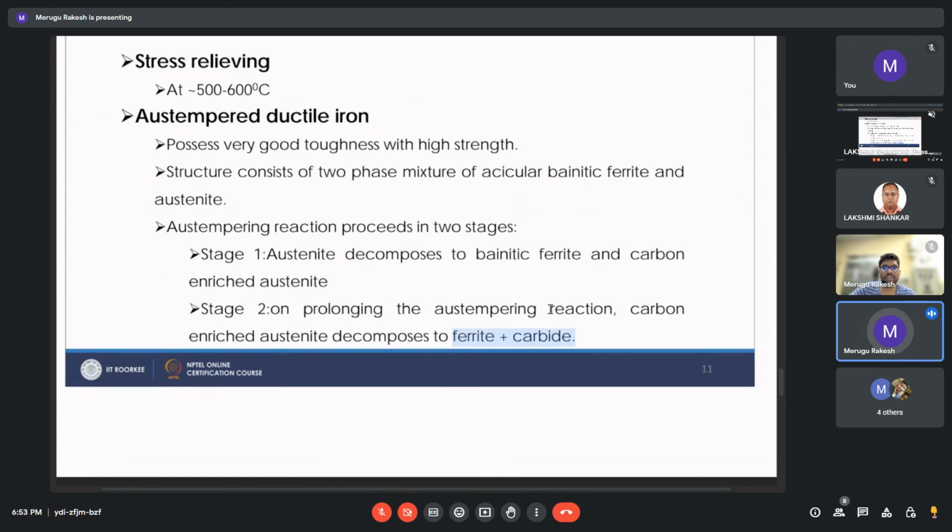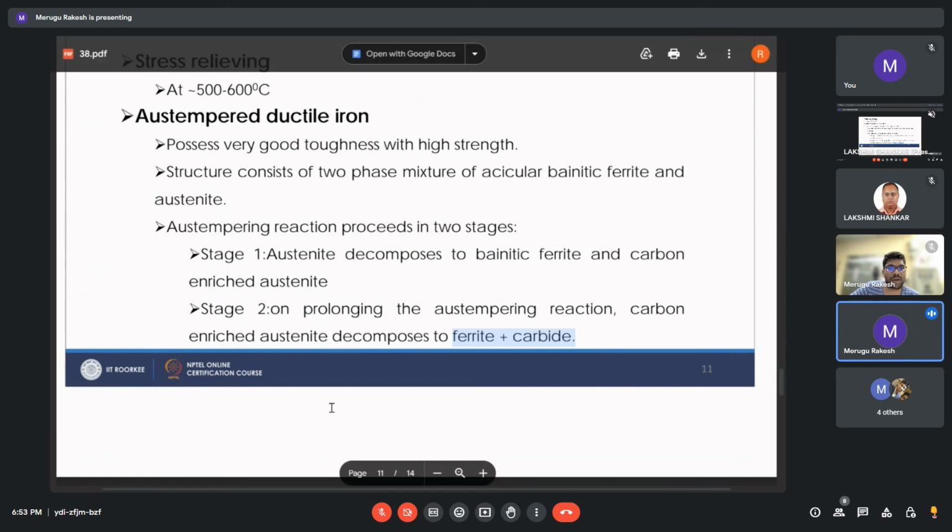This is like the first stage of the TTT. The second stage is the pearlitic. The next stage is the bainitic, and the last stage is the martensitic transformation.